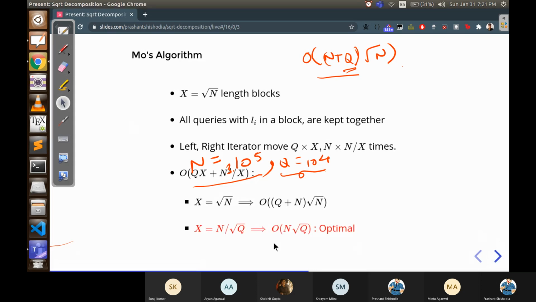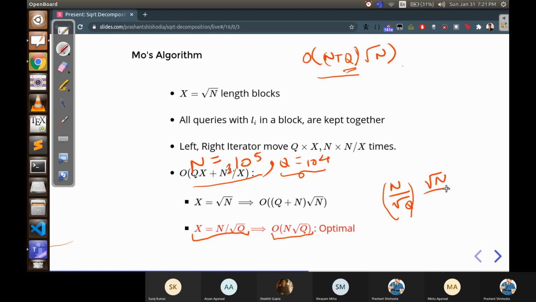What I mean is, if you just choose a block size of length n by root q, you will get O(n root q), and keep that in mind always. Always choose a block size of length n by root q. It's faster than choosing a block size of root n in Mo's. So you can see the difference, right? It's n root q here, and it's n root n there. So if we have less number of queries, then this is beneficial. This thing right here.